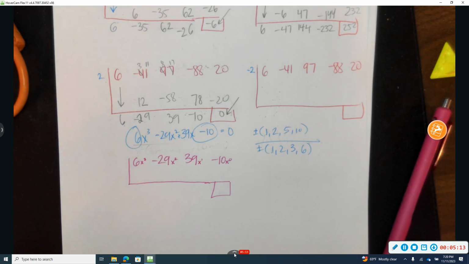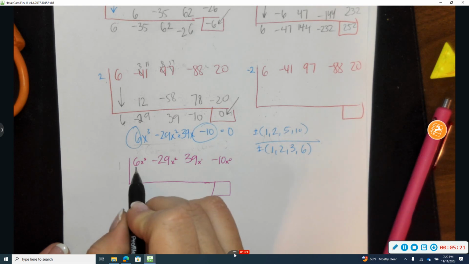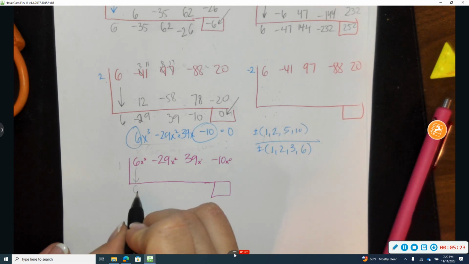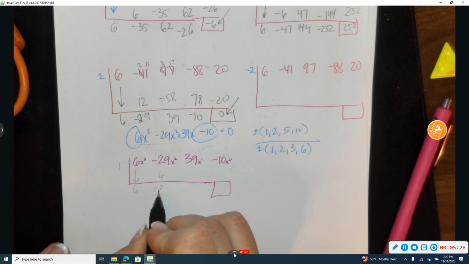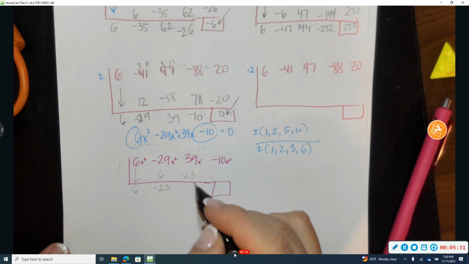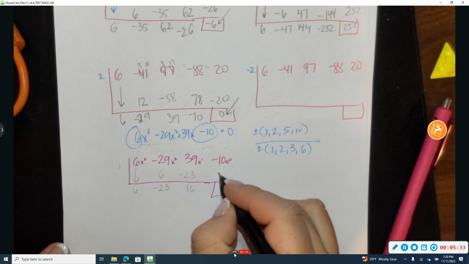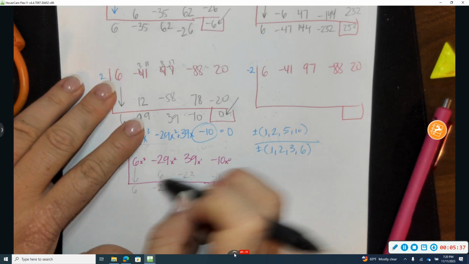I wrote this with pen in hopes that I can test 1, negative 1, 2, negative 2, 3, negative 3, just erase it. So I'm going to write really lightly. Let's start by testing a positive 1. Drop down the 6, I'm multiplying. Okay, then I'm going to combine to get a negative 23. I multiply to get a negative 23. I combine, I get a 16. I multiply. Already I can see that I would just come up with a 6, and I need a 0 if it's going to work.